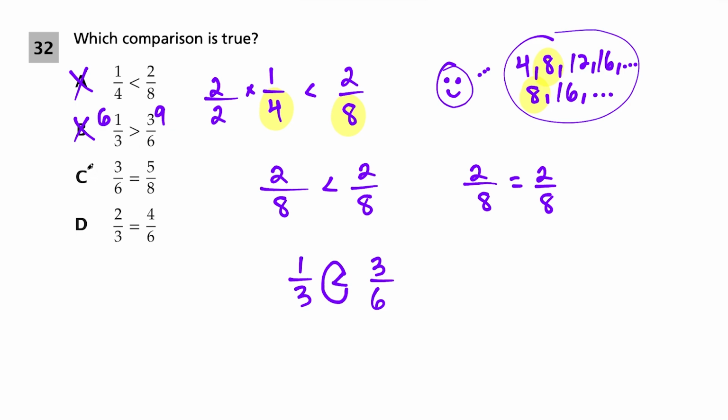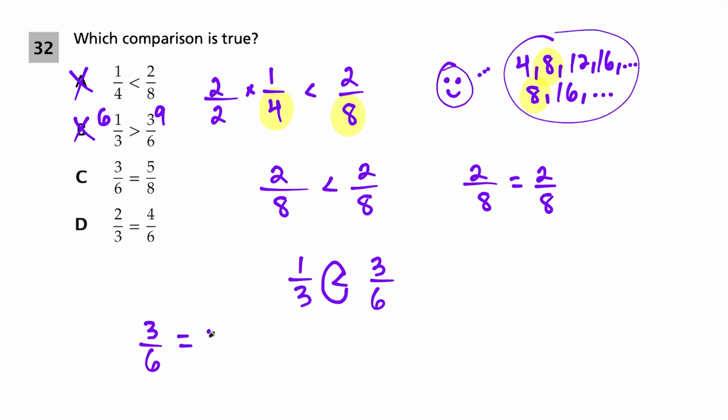So now we move on to choice C. 3 over 6 equals 5 over 8. For this one, we could use the common denominator method if we want, or we could reduce and then get them to match. We could use that cross diagonal method that I just showed, whichever one makes you happier. But let's say we go for the common denominator method.